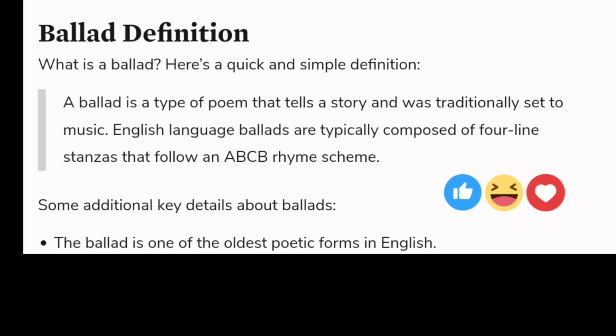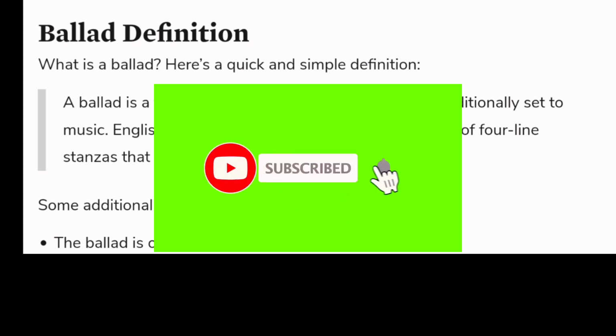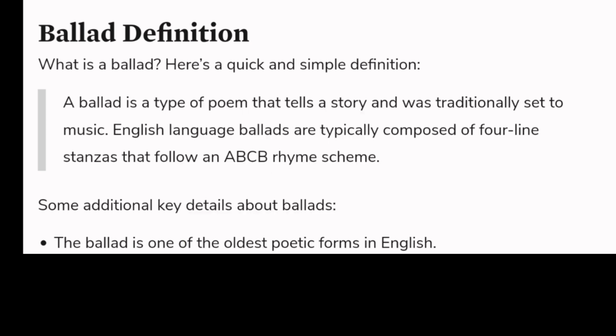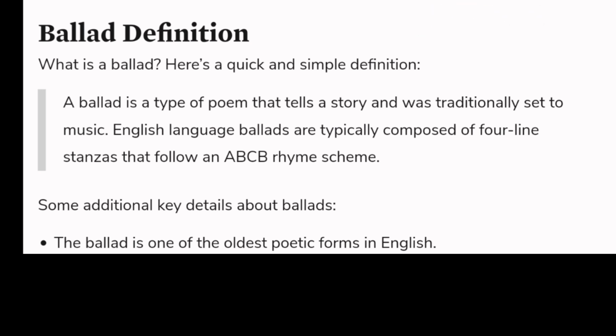Okay, let's get started. Now we are going to discuss what a ballad is. Definition: basically, a ballad is a type of poem that tells a story and was traditionally set to music. English language ballads are typically composed of four-line stanzas that follow an A-B-C-B rhyme scheme.